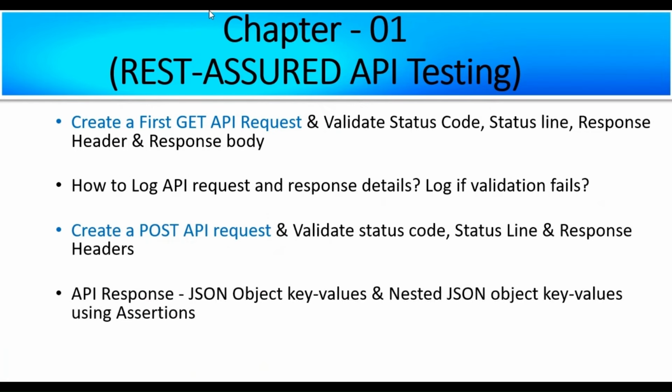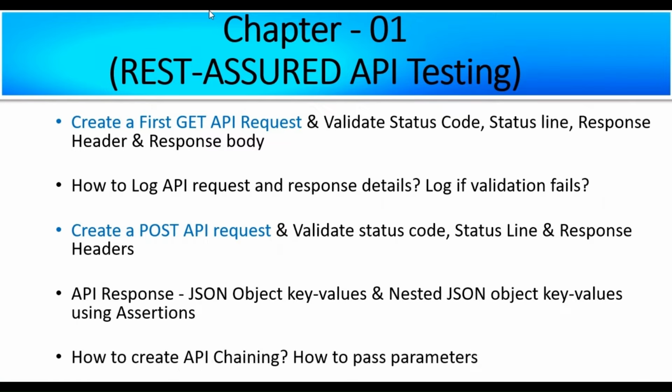Then we will validate the API response, that is JSON object key values, and also verify nested JSON object key values by using assertions. Finally I will discuss how to create API chaining. In this you will learn how to save any API response into a variable and how you can pass that specific variable value into different APIs. There we can achieve API chaining.